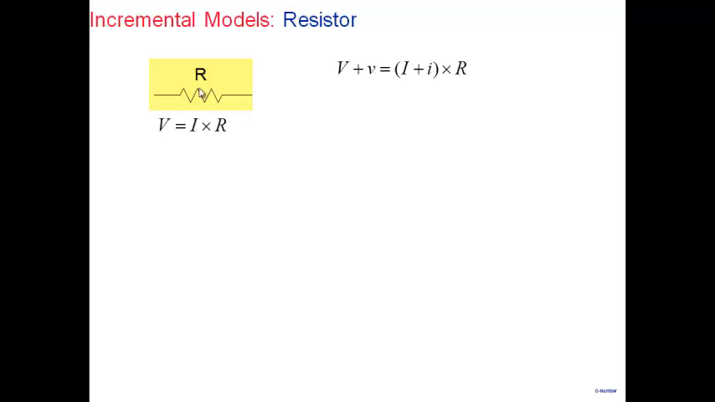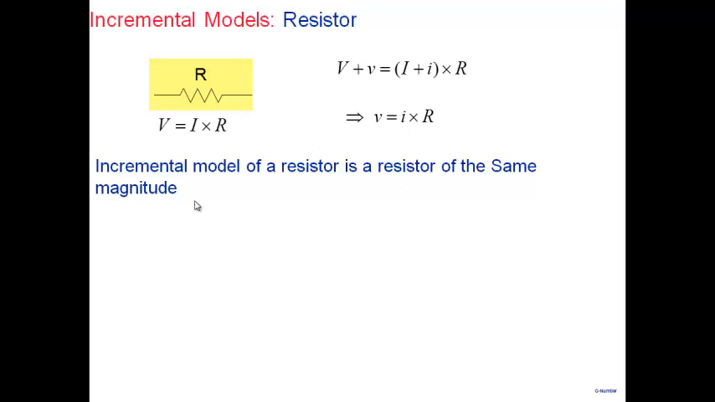What does incremental model mean? What is the relationship between the increment i here and the increment v? What is the relationship between incremental changes in current and incremental changes in voltage for that particular element? That's very easy to write down: v equals iR. It's simply that. What does it mean? That the incremental model of a resistor is nothing but a resistor. So resistors will not change. When you're building an incremental model of a circuit, wherever you see a resistor, the incremental model of a resistor is nothing but a resistor of the same magnitude. Nothing changes.